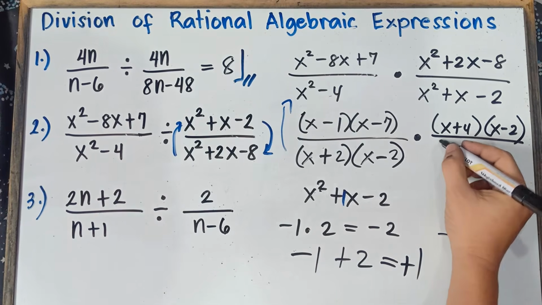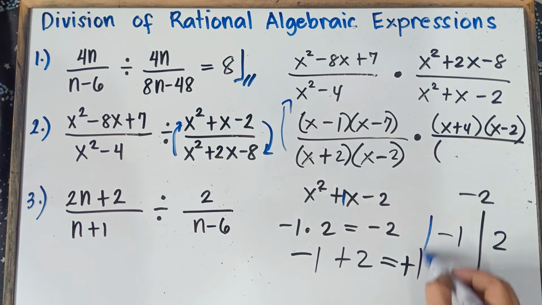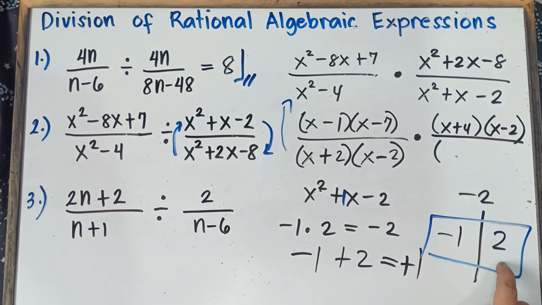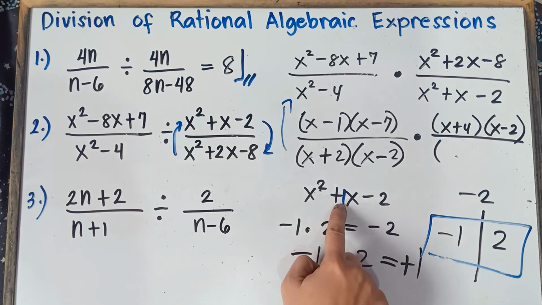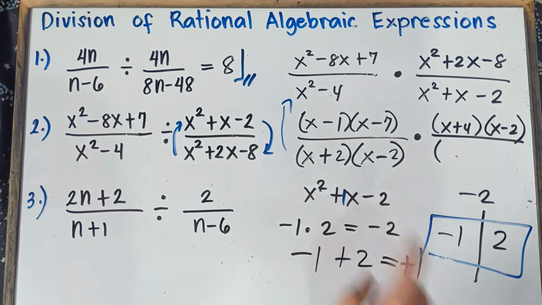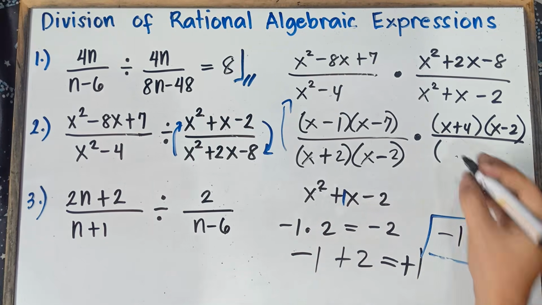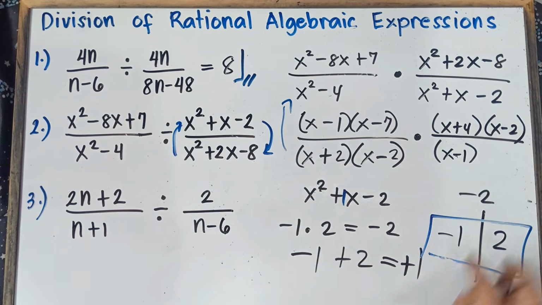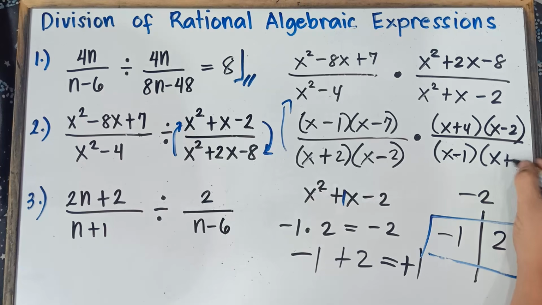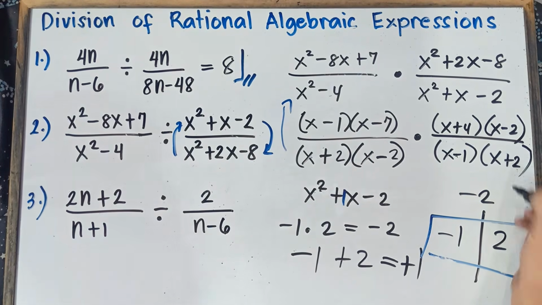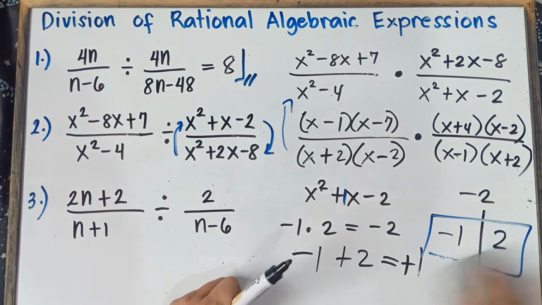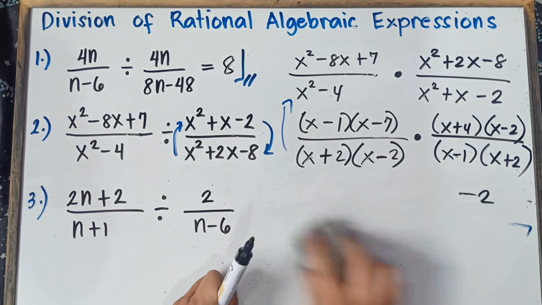So therefore, the factors should be negative 1 and positive 2, because if we multiply negative 1 times 2, that would be negative 2. If we combine negative 1 with positive 2, we will get positive 1, the middle number. So the factors are x minus 1 and x plus 2. Close parenthesis. Alright, almost done, class.